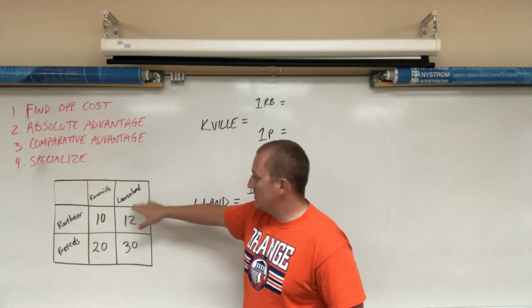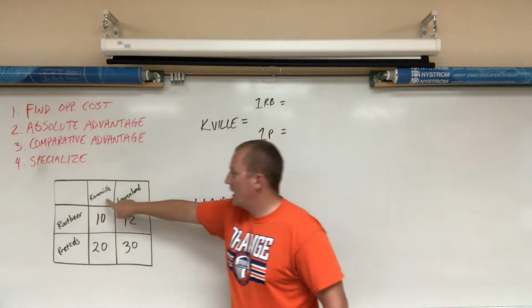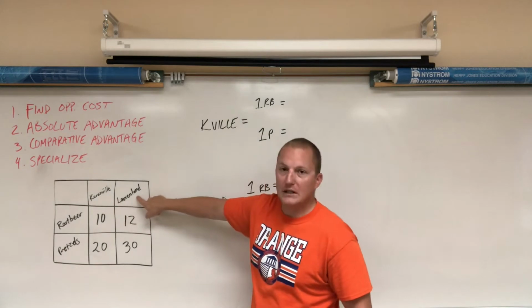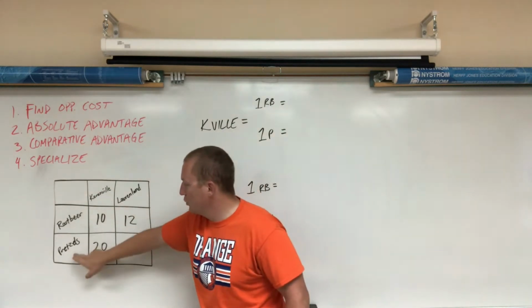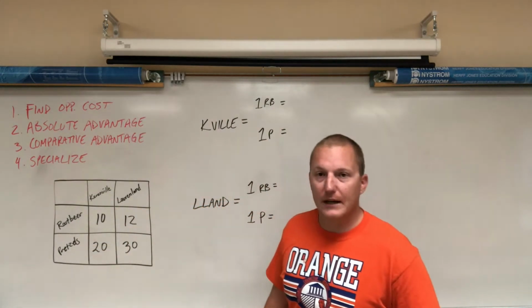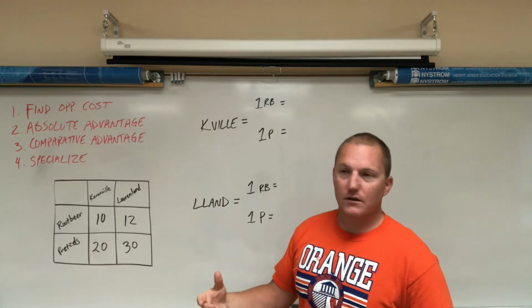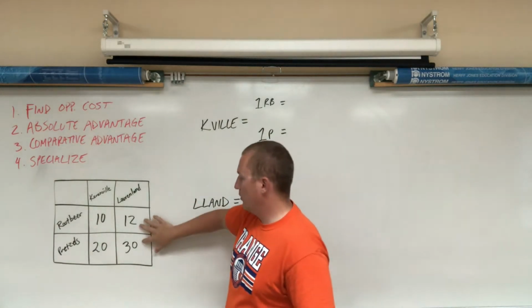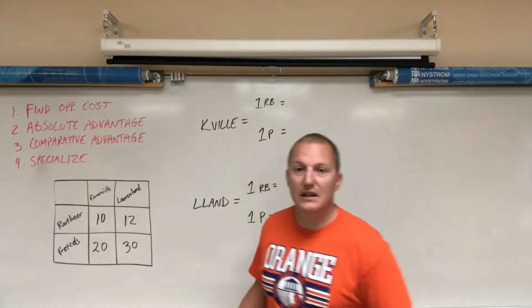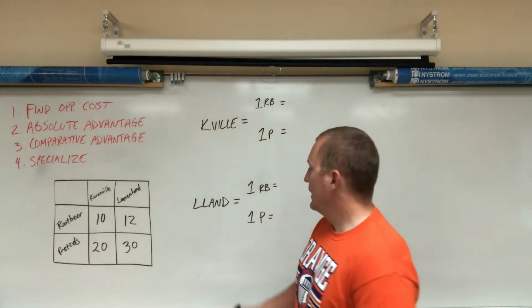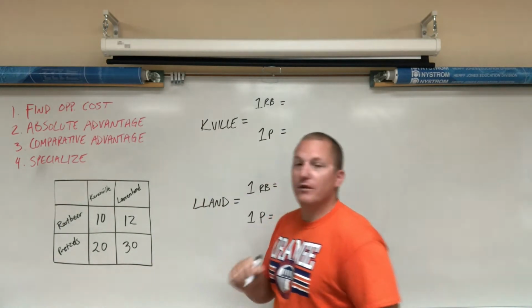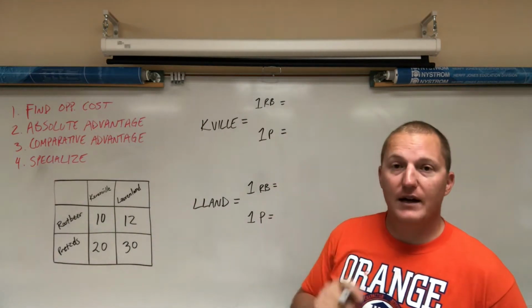Okay, in this case, instead of the products being up here, we have the countries. We have Caronville and we have Laurenland. Okay, down here we have the products, root beer, and we have pretzels. Okay, so sometimes they're going to be flipped. You just have to be able to make sense of how the table is structured, so you can get the information properly. Okay. All right, starting off, we're going to start with the first step and find opportunity cost.